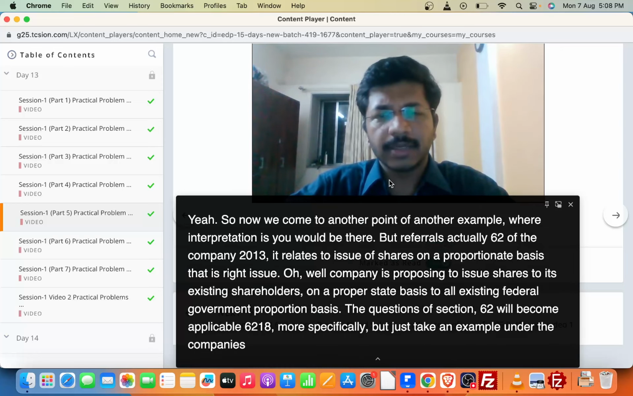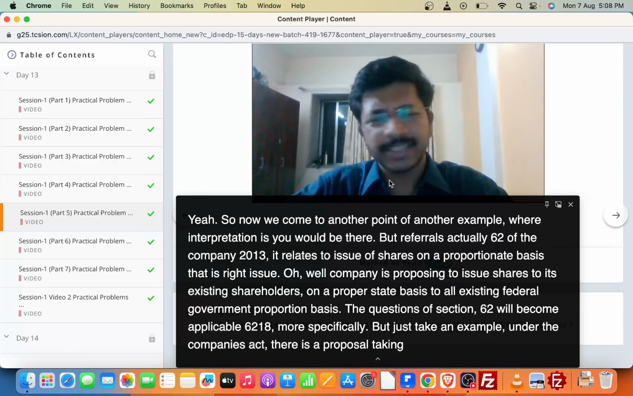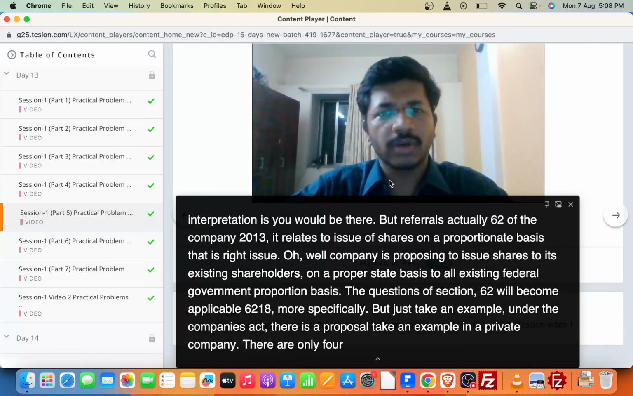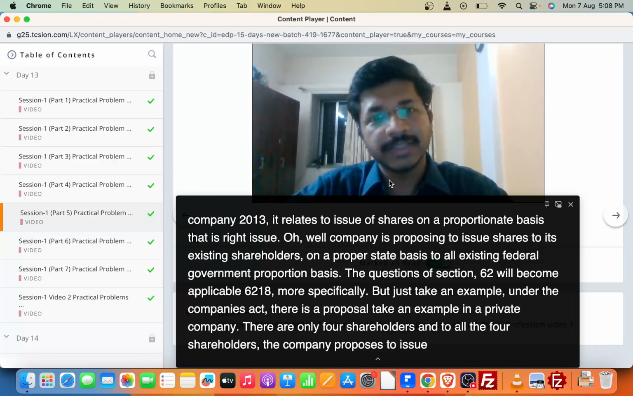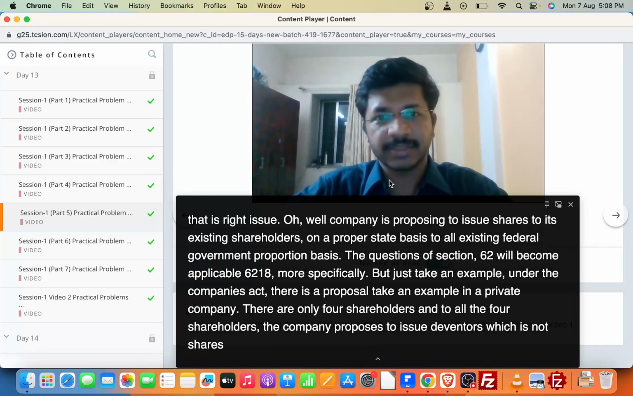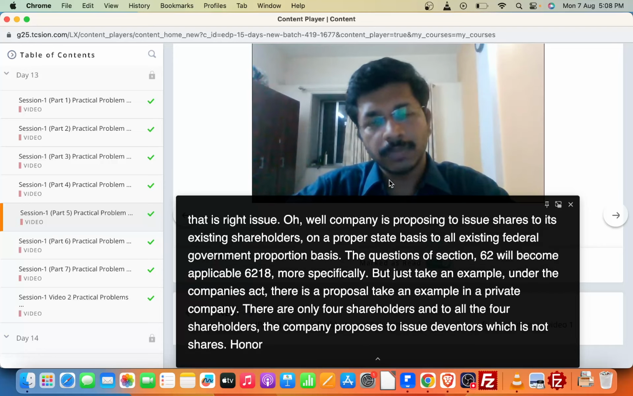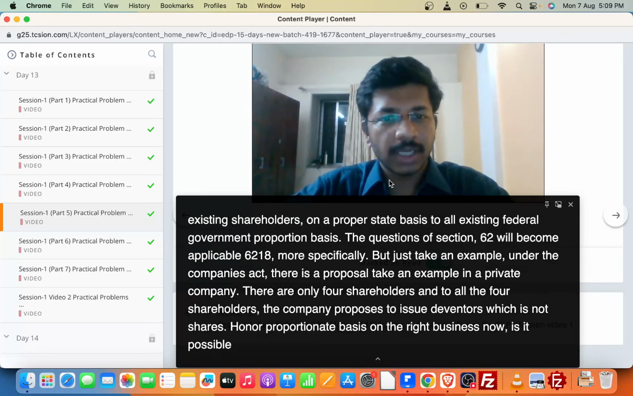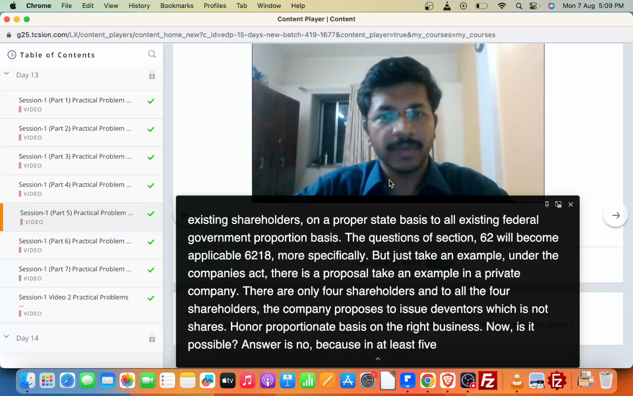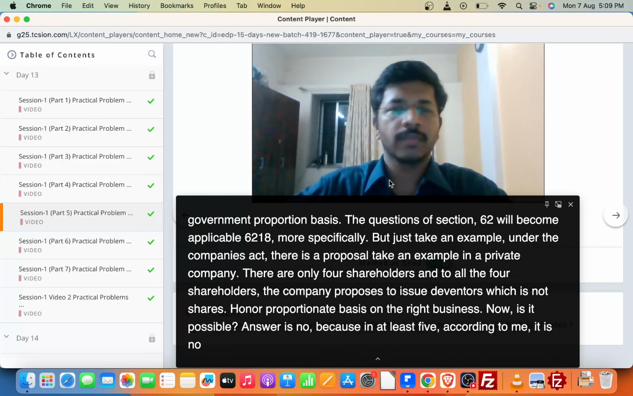Under the Companies Act, there is a proposal. Take an example, in a private company, there are only 4 shareholders. And to all the 4 shareholders, the company proposes to issue debentures, which is not shares, on a proportionate basis, on a rights basis. Now, is it possible? Answer is no, because at least according to me, it is no.